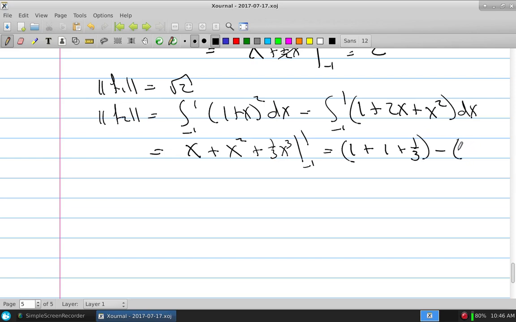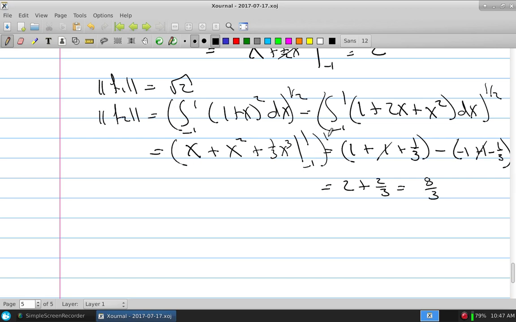minus negative 1 plus 1, which is why I didn't need to do it. Those cancel. And then minus 1/3, which was why I just had to double those, right? So it's 2 plus 2/3, which is 8/3. Square root. And then 1/2.